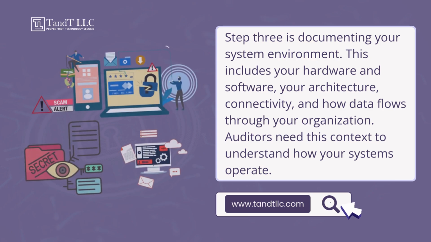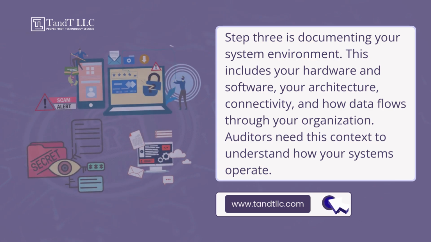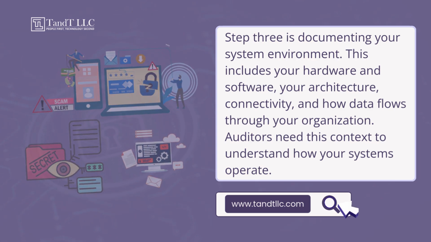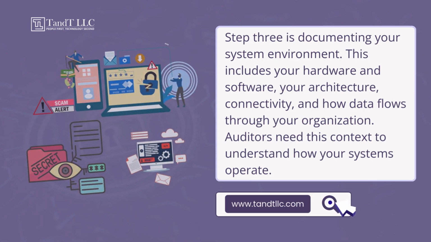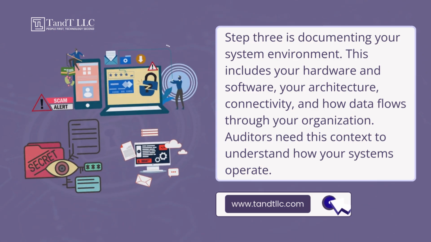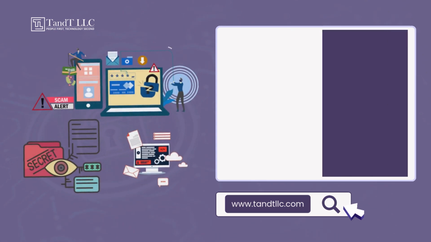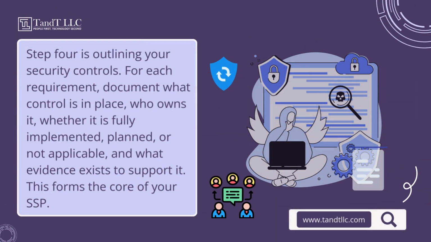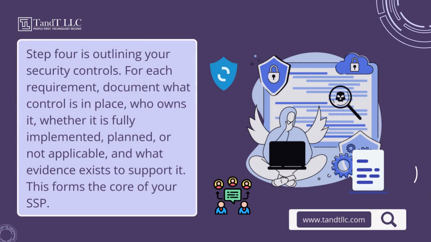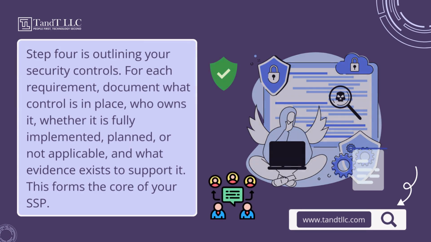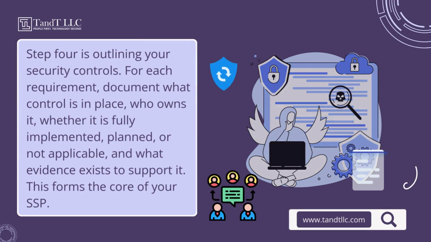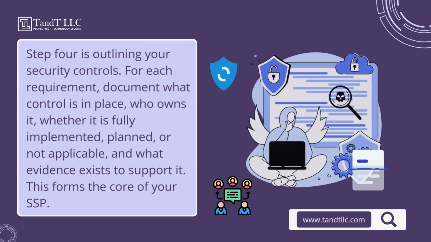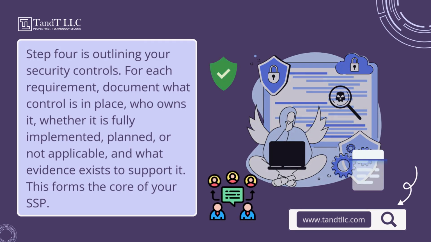Step 3 is documenting your system environment. This includes your hardware and software, your architecture, connectivity, and how data flows through your organization. Auditors need this context to understand how your systems operate. Step 4 is outlining your security controls. For each requirement, document what control is in place, who owns it, whether it is fully implemented, planned, or not applicable, and what evidence exists to support it. This forms the core of your SSP.